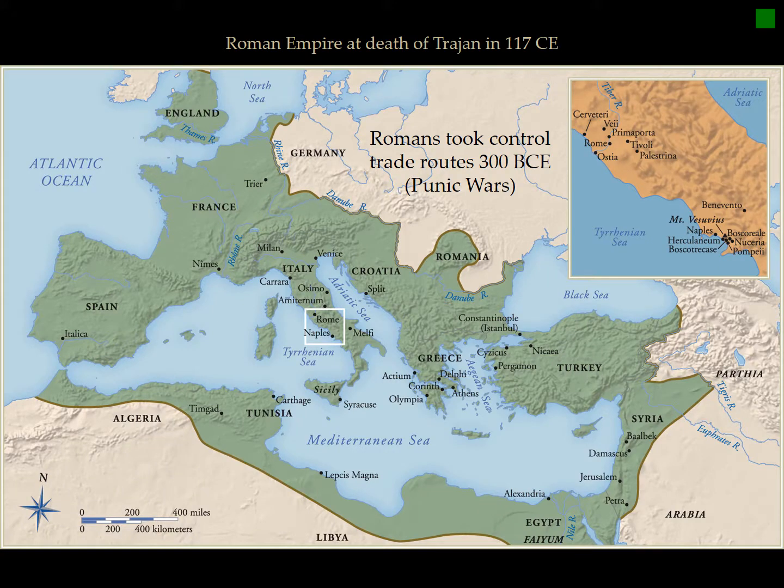The Romans took control of these trade routes in 300 BCE at the end of the Punic Wars, when Carthage is going to try to upend and become dominant as far as the culture in the Mediterranean. The Romans took over and thus made North Africa a Roman area and controlled by them as well.